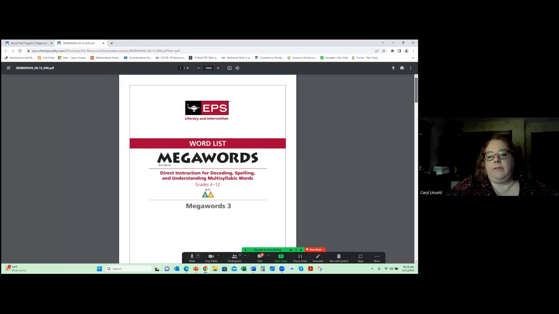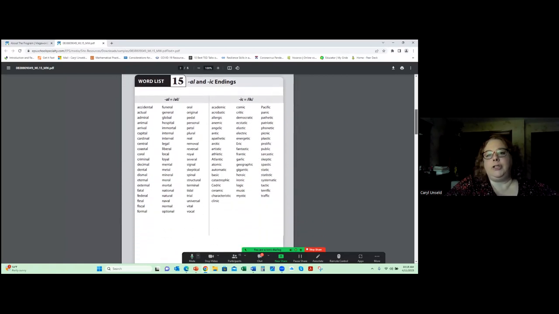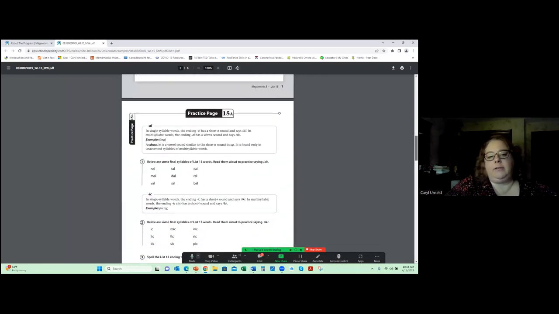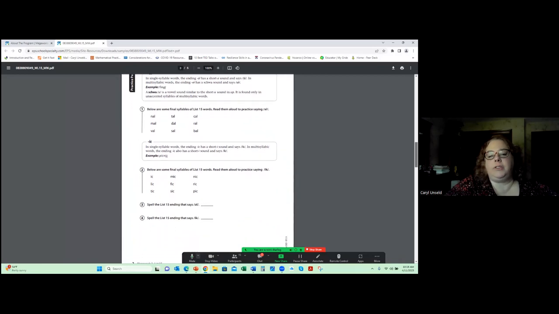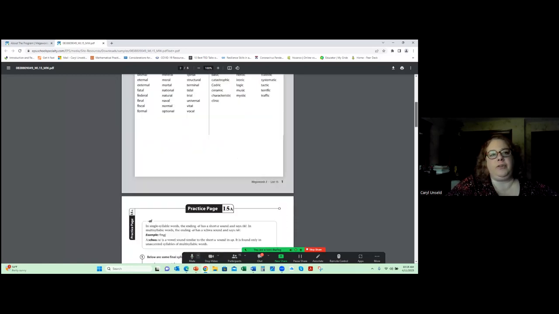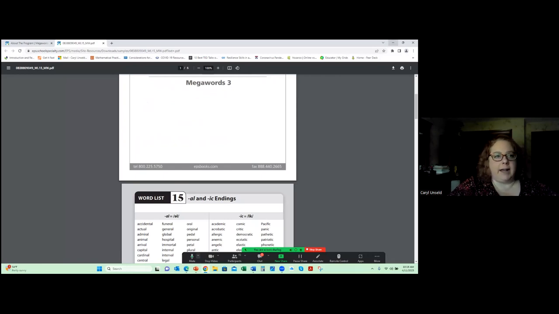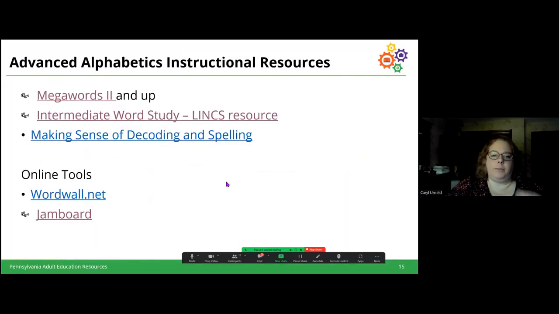This would be for a higher level, the Mega Words Three. These are moving into, you can see that they're larger words where we're working on the AL and IC endings. And then there's all kinds of activities that are in here to help students work with those different word parts. So this is just a good resource that I wanted to make you aware that you might have in your agency, but it is something that is for purchase.